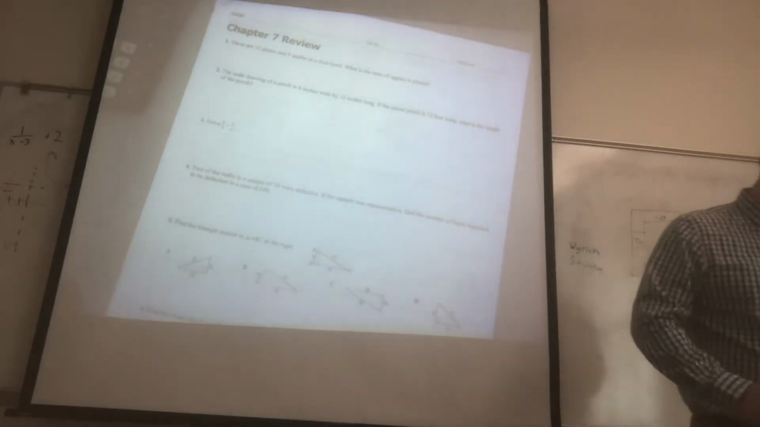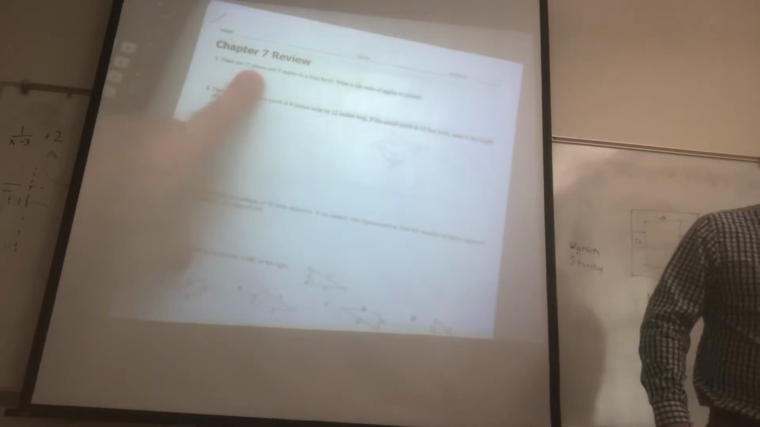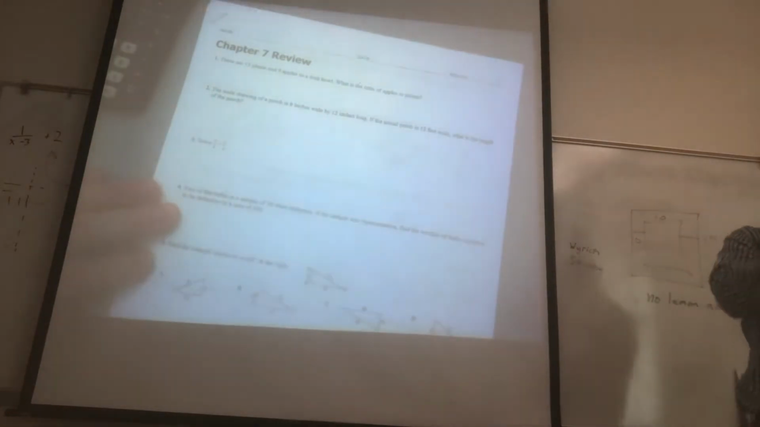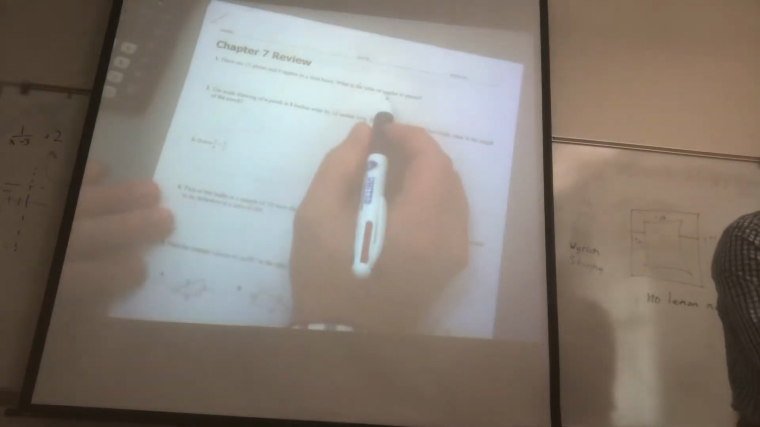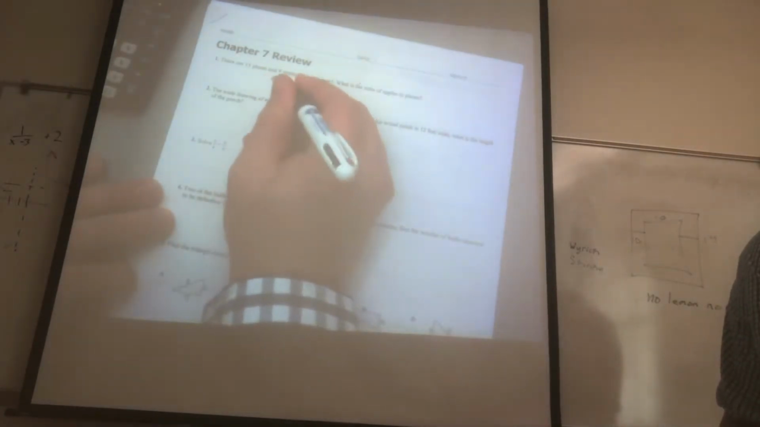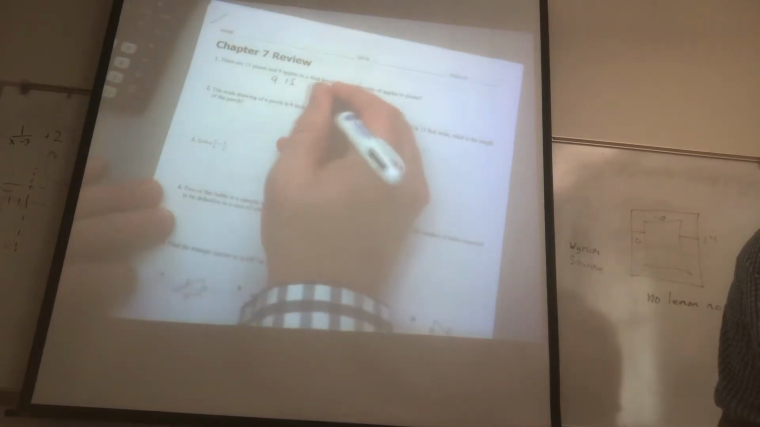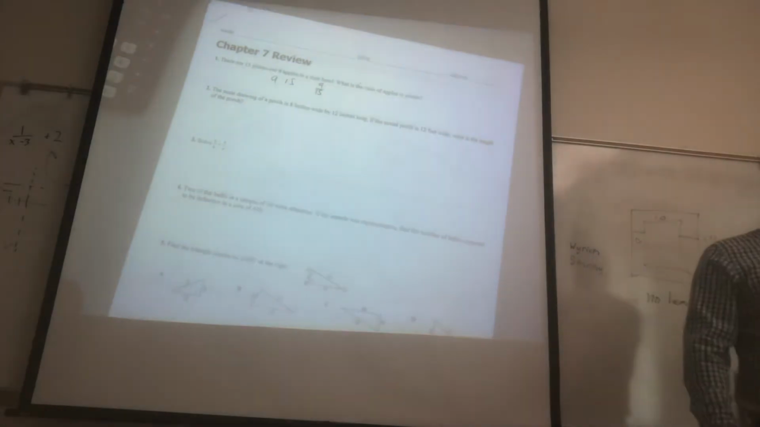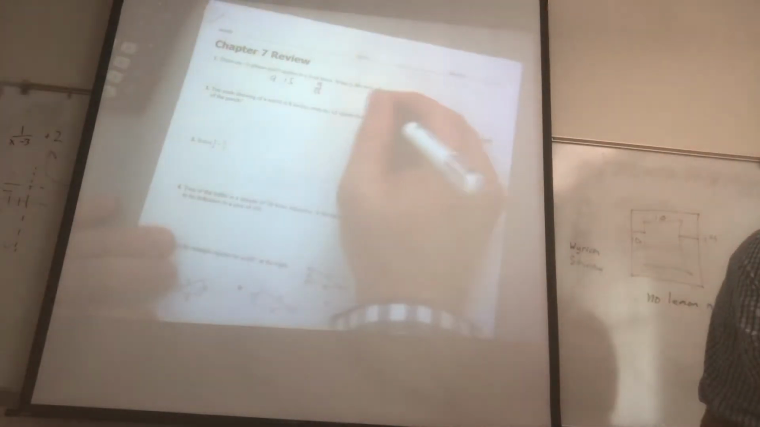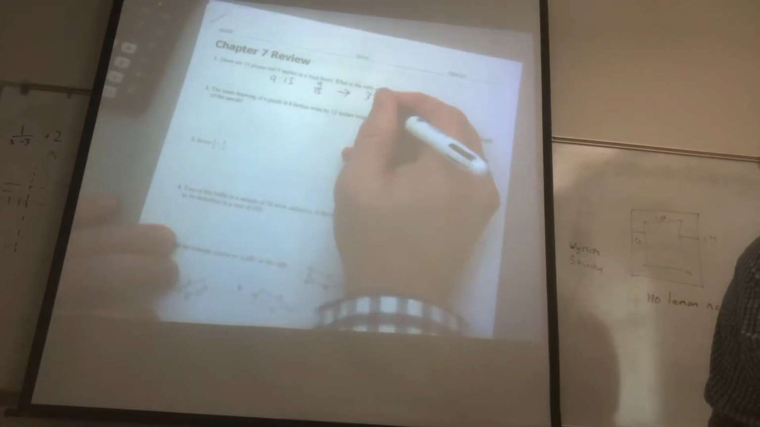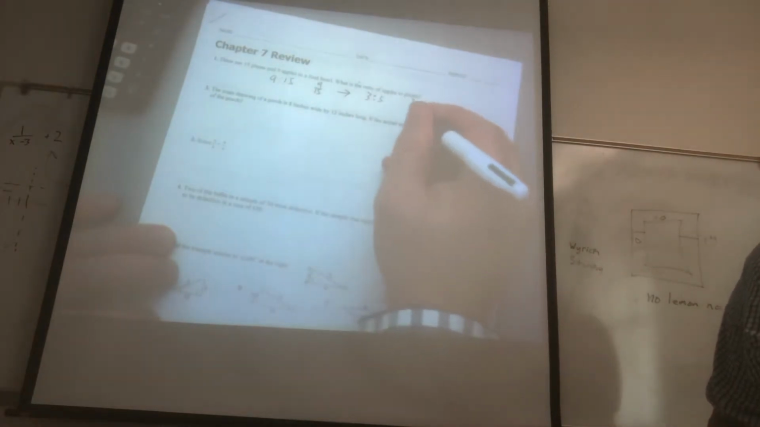So on number 1, there are 15 plums and 9 apples in a fruit bowl. What is the ratio of apples to plums? Since it says apples to plums specifically, that's going to be 9 to 15 or 9 over 15. Now that can reduce. Both of those are divisible by 3. So it would convert to a 3 to 5 ratio or 3 over 5.